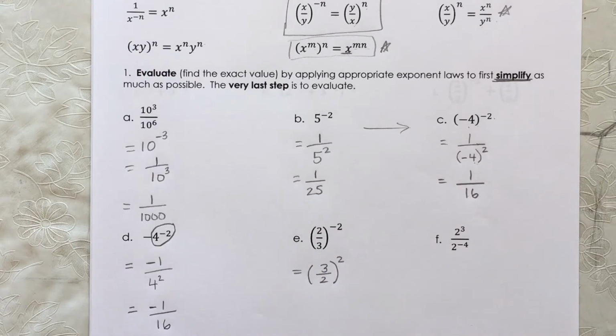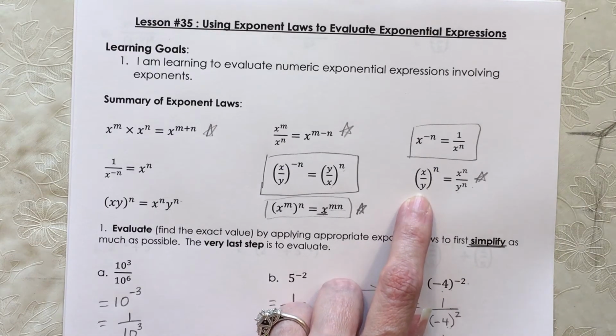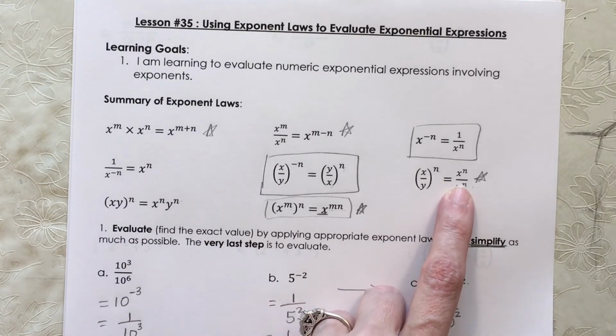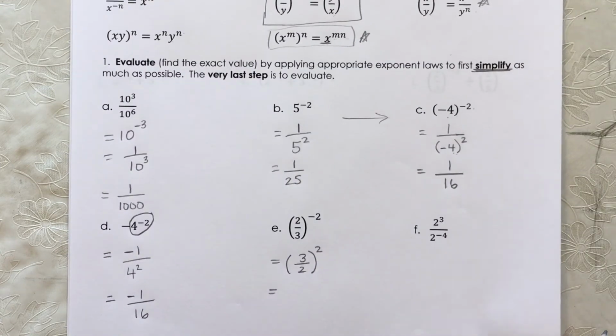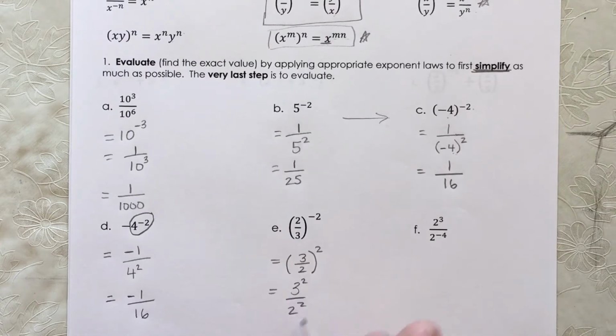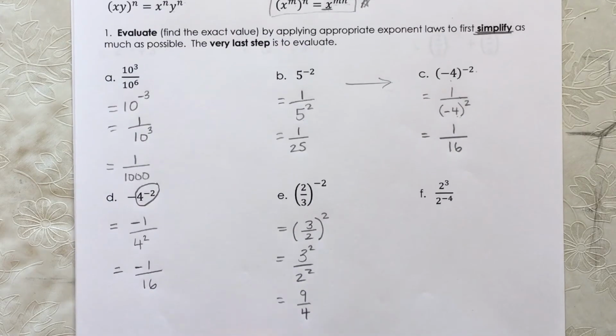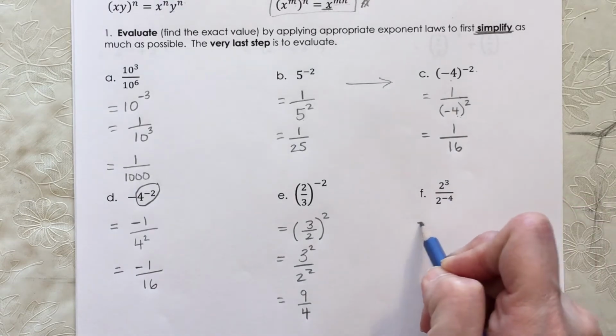So there's one rule. Now I can use the rule where, if I have a quotient to an exponent, it's the same as having the numerator to that exponent over the denominator to that exponent. So 3 squared over 2 squared, or 9 over 4. All right, F, 2 cubed divided by 2 to the negative 4.